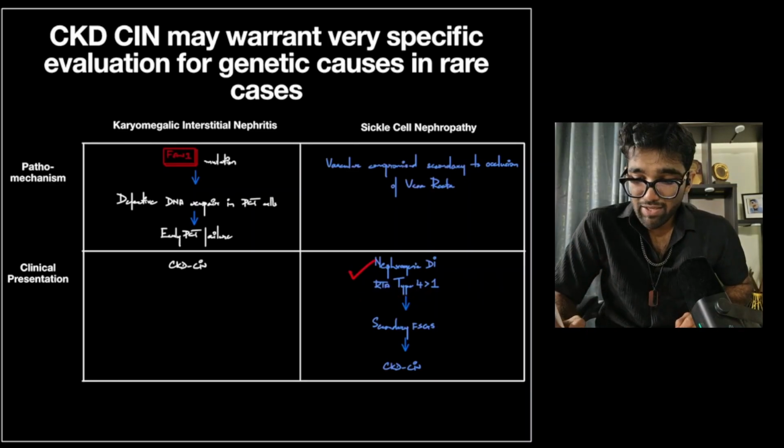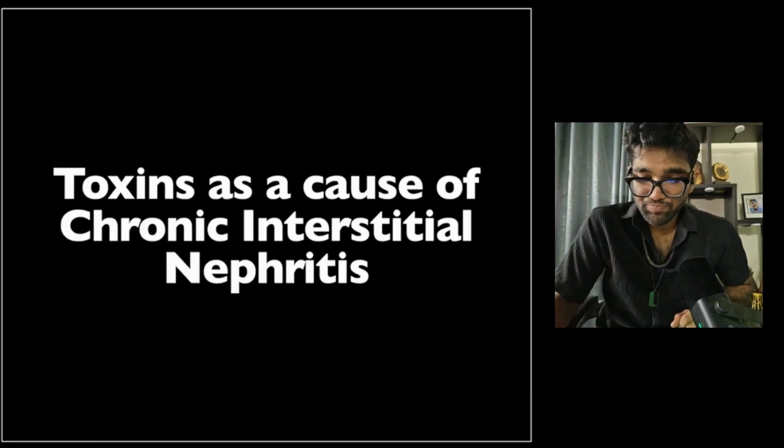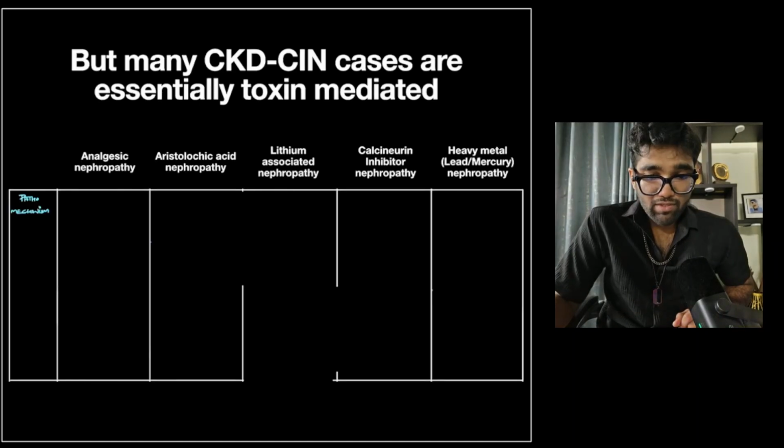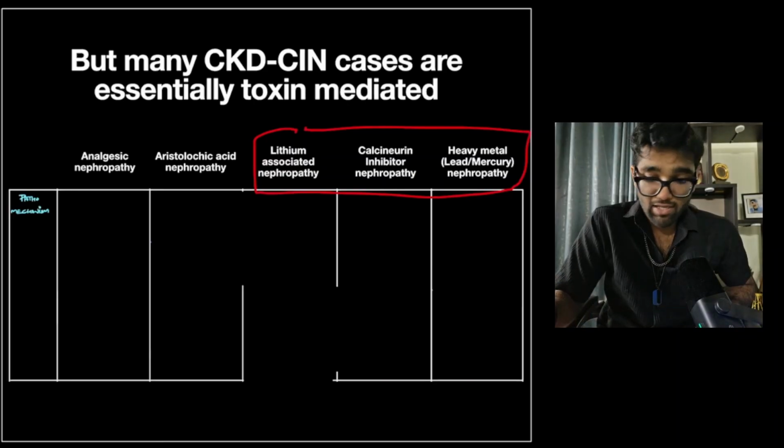Now, eventually, the patient progresses to developing secondary FSGS as sickling starts to affect the glomeruli as well, and eventually the patient develops CKD. Now, finally, toxins as a cause of chronic interstitial nephritis. There are five important toxins that I would like to highlight. There is analgesic nephropathy, aristolochic acid related nephropathy, lithium associated nephropathy, calcineurin inhibitor associated nephropathy, and heavy metal toxicity related nephropathy, which is basically lead and mercury nephropathy. Now, these I see clinically relatively commonly. The others I do not see.